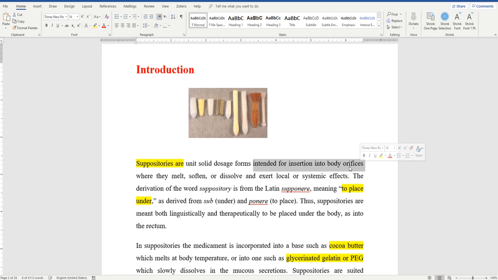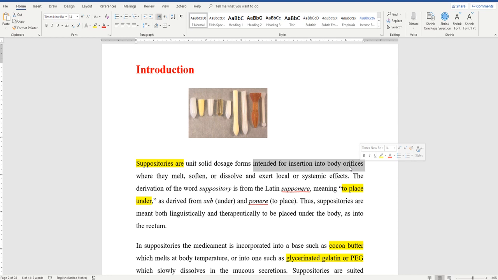So what happens after that? Depending on the suppository, it will melt, soften, or dissolve. That means there are three things that can happen to the suppository: it melts, softens, or dissolves. And by this happening, what will result? It can produce local or systemic effects.